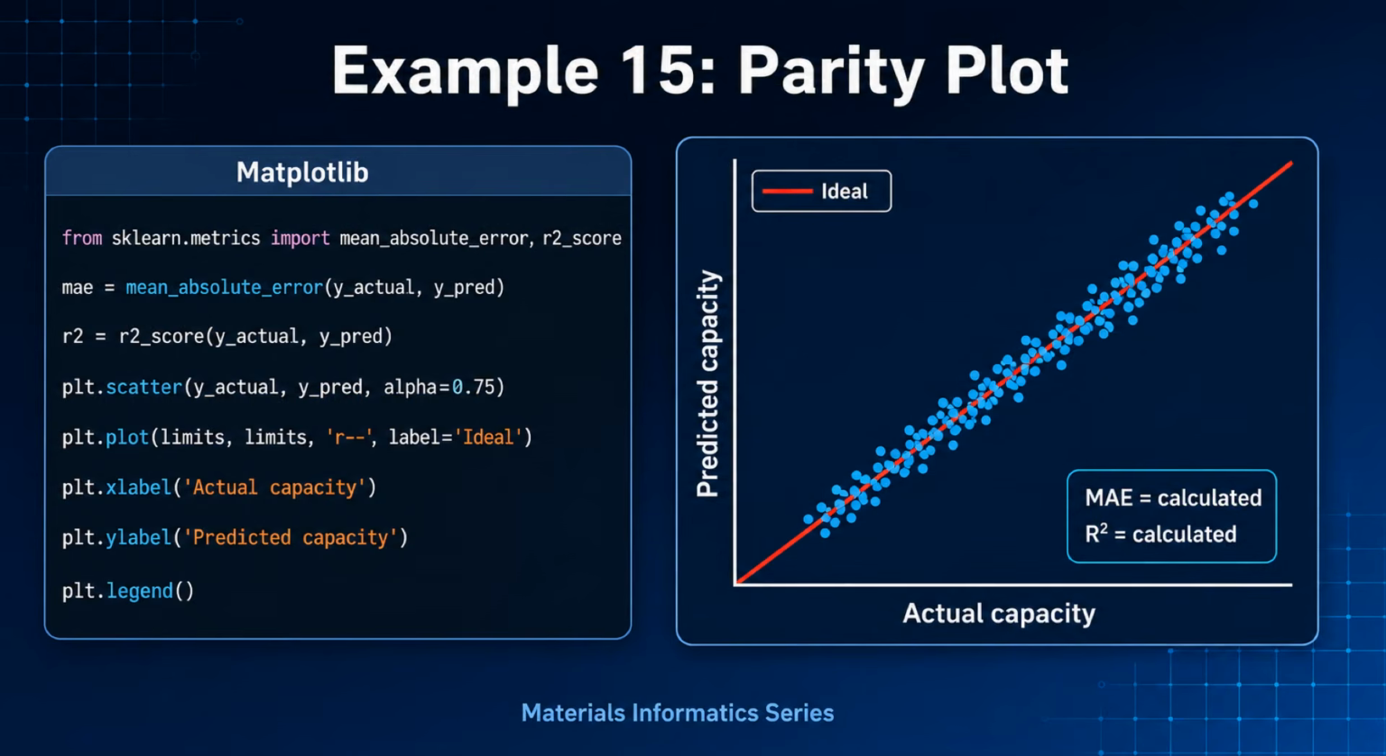The parity plot is the standard visualization for regression model quality. Each point represents one sample, with actual capacity on the x-axis and predicted capacity on the y-axis. Perfect predictions fall on the red diagonal line. Points clustering tightly around this line indicate accurate predictions. Systematic deviations reveal model biases, such as underpredicting high-capacity materials. Always inspect parity plots alongside numerical metrics.